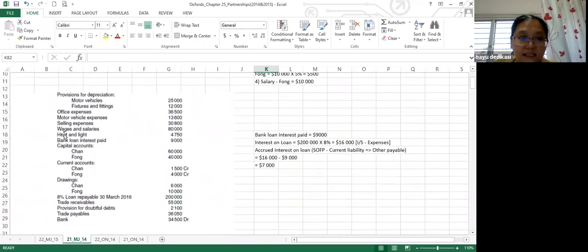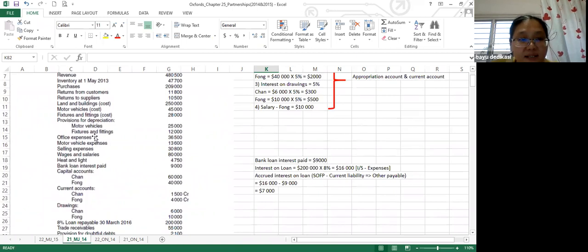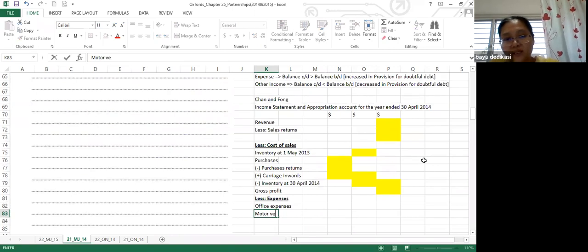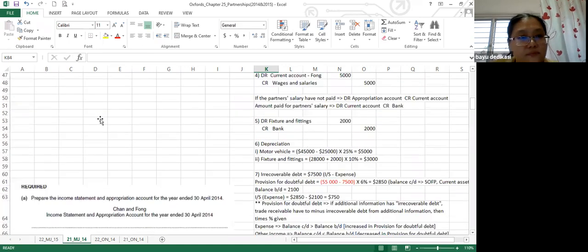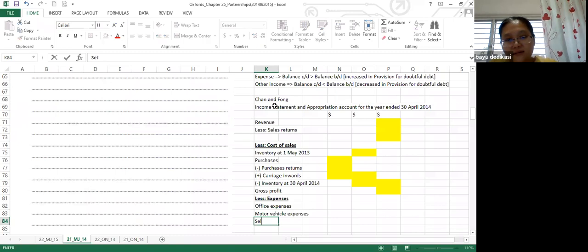We look from the trial balance first, to see which items are related to the expenses. Office expenses, motor vehicle expenses, and then what else? Selling expenses, wages and salary.